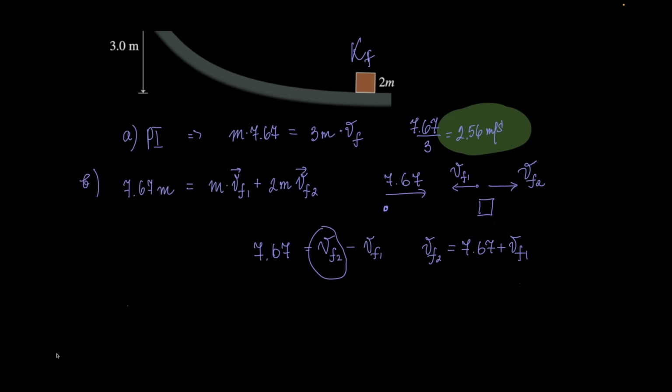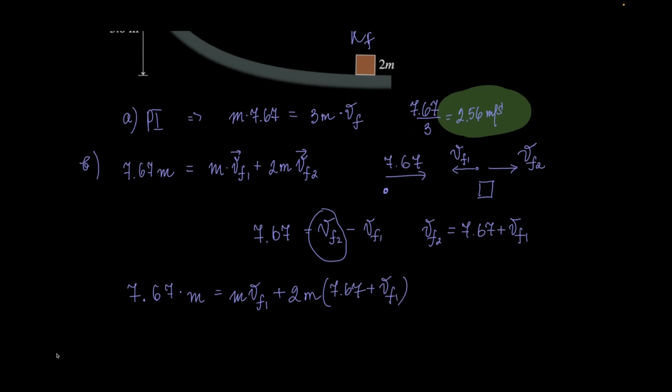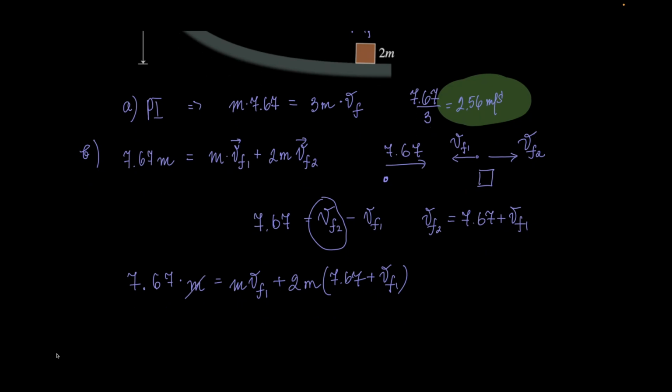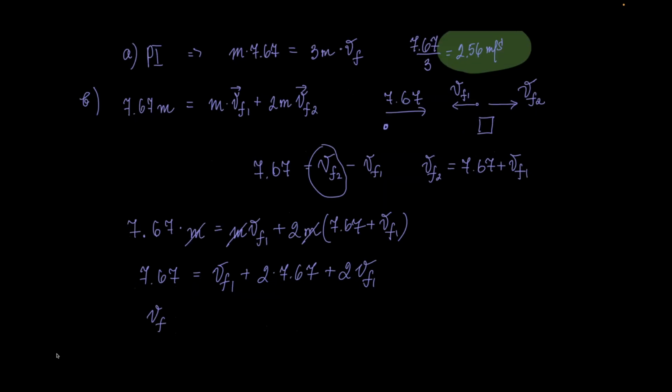And now I'm going to substitute. 7.67 times the mass equals mass times v final 1 plus 2 masses times (7.67 plus v final 1). And I dropped the direction of vectors for now. Mass can go. Then I have 7.67 equals v final 1 plus twice 7.67 plus 2 v final 1. So then 3 times v final 1 equals negative 7.67. From where v final 1 is negative 2.56 meters per second. So it bounces back with the velocity that was equal to their shared velocity in A.